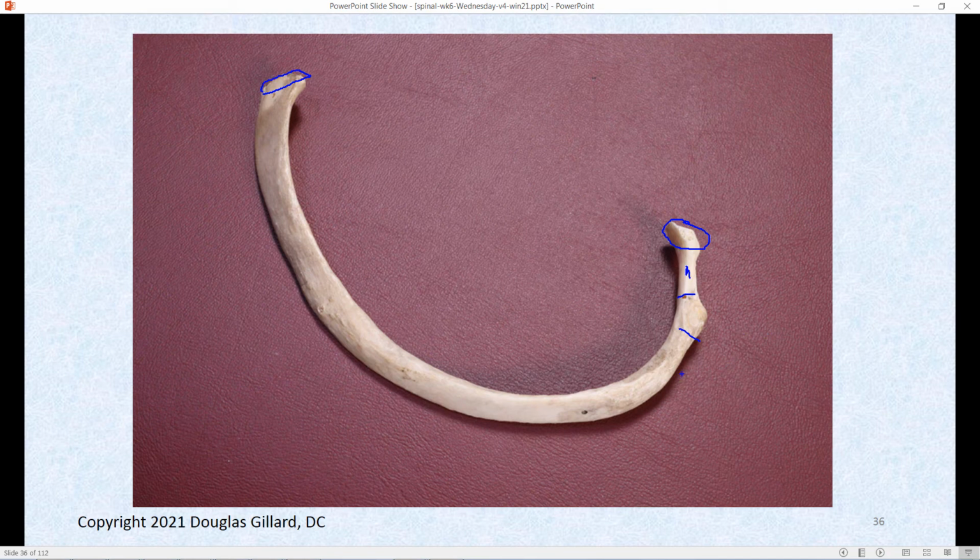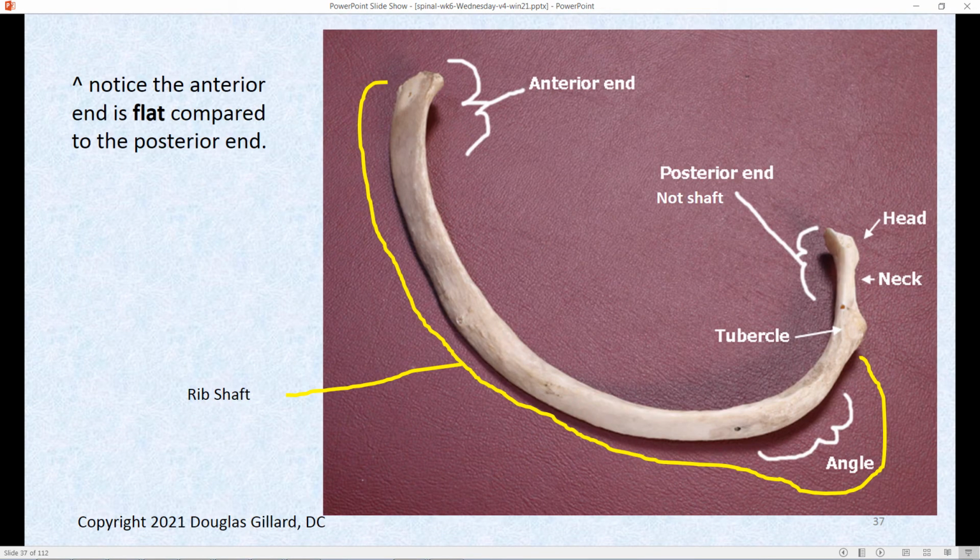The curve or the angle of the rib is right here. It's usually just a little bit away from the tubercle. That's a very high probability site for fracture, certain types of injury. Alright, I guess I could have just dropped over there and not had to draw that. But there we go. Where's the anterior and the posterior end? When you say posterior end of the rib, it includes the head, neck, and the tubercle, but the shaft starts right here after the tubercle. So this is all rib shaft. Got it?